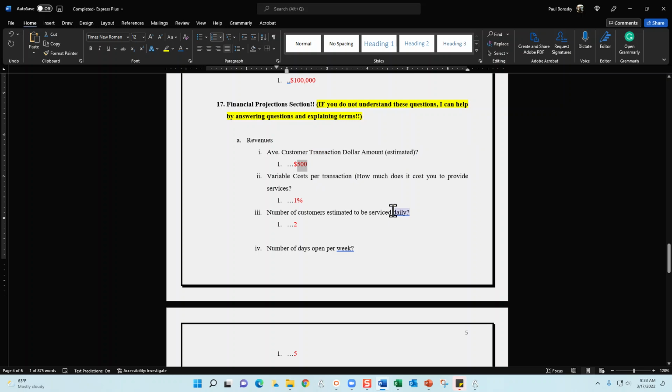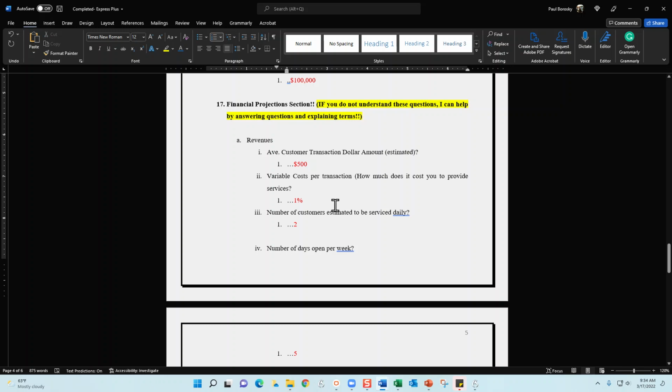If you're a grocery store, somebody comes into your grocery store and they buy eggs and meats and potatoes and whatever, their total ticket might be $75 or $100. So that customer's average transaction would be $100. Next is going to be your variable cost.